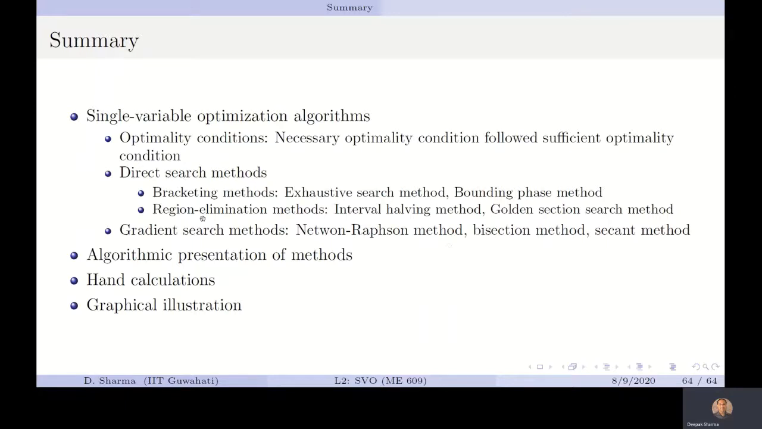In all these methods, we discussed the method through the algorithm, and the algorithm representation is important for us. Why? Because if we know the algorithm, we can always write code for it. Thereafter, for every method we have gone through, we did hand calculation up to two iterations. And then we also showed the graphical illustration so that you can understand how the points are moving so that we can locate the optima. So with this, I'm concluding chapter number 2. Thank you very much.